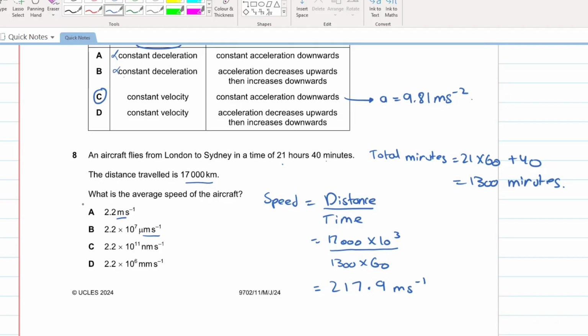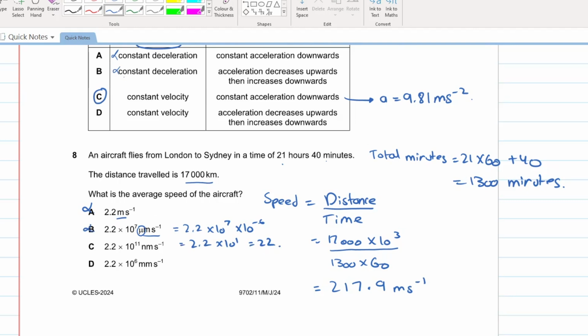Just see. A cannot be your answer obviously because it is 2.2. Perfect. A cannot be your answer because it is 2.2. If you analyze B, what is this, beta? This is micro. So B will become what? 2.2 into 10 raised to the power of 7 into 10 raised to the power of minus 6. This is equal to 2.2 into 10 raised to the power of 1. This is equal to 22.